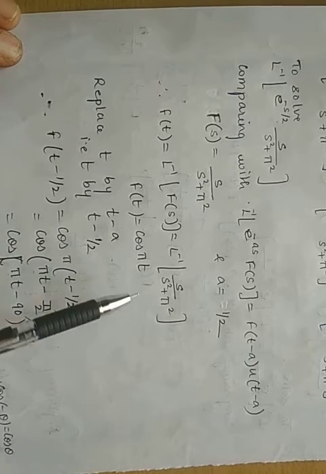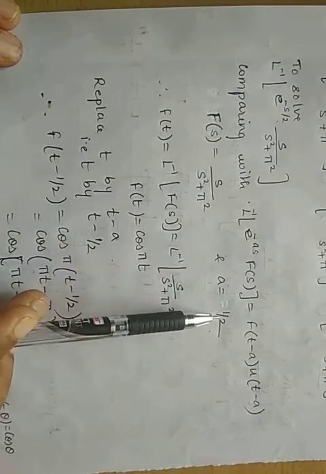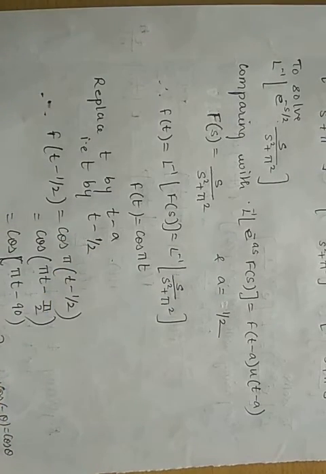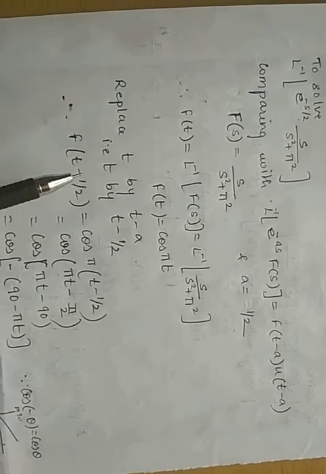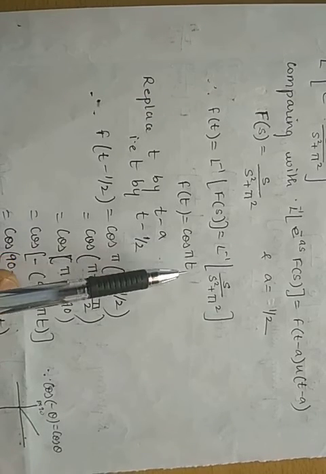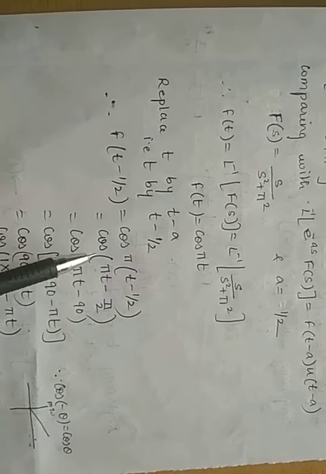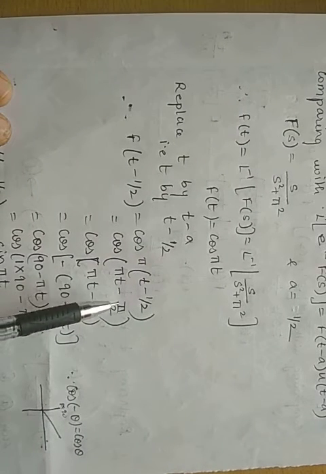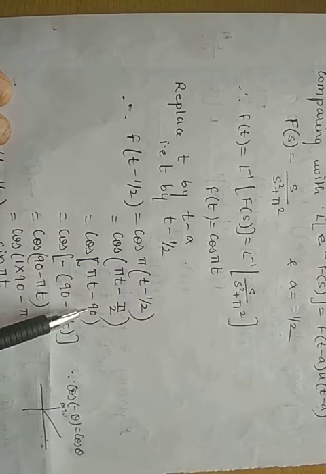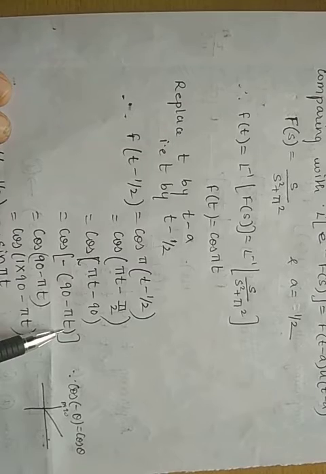Now what is your a? This is not your a. This is your a, the one in e to the power of. So a is 1 by 2, so t is replaced by t minus 1 by 2. So f of t minus 1 by 2 is equal to cos of pi into t minus 1 by 2. Multiply pi inside, so this becomes cos of pi t minus pi by 2. Pi by 2 means how much? 90. So I will write first 90 and then pi t.